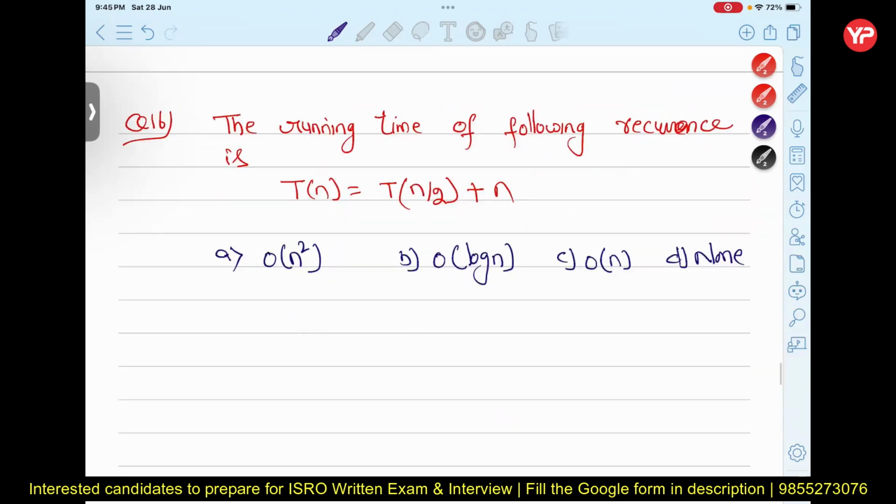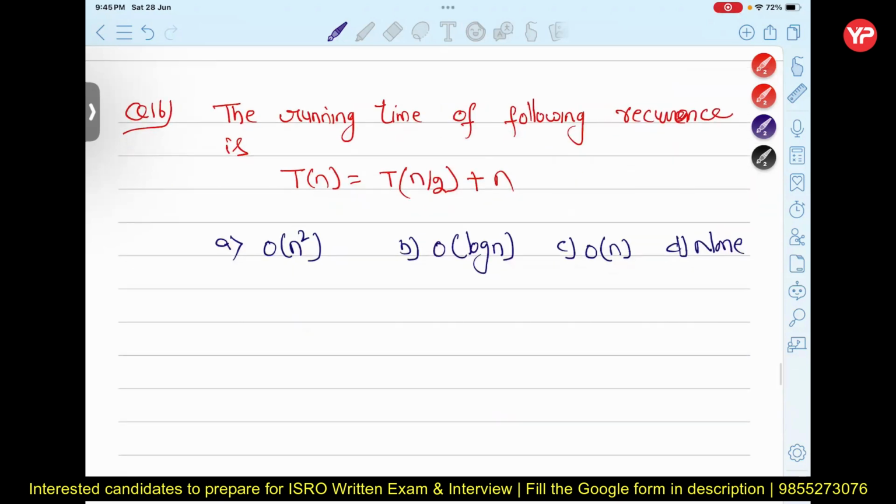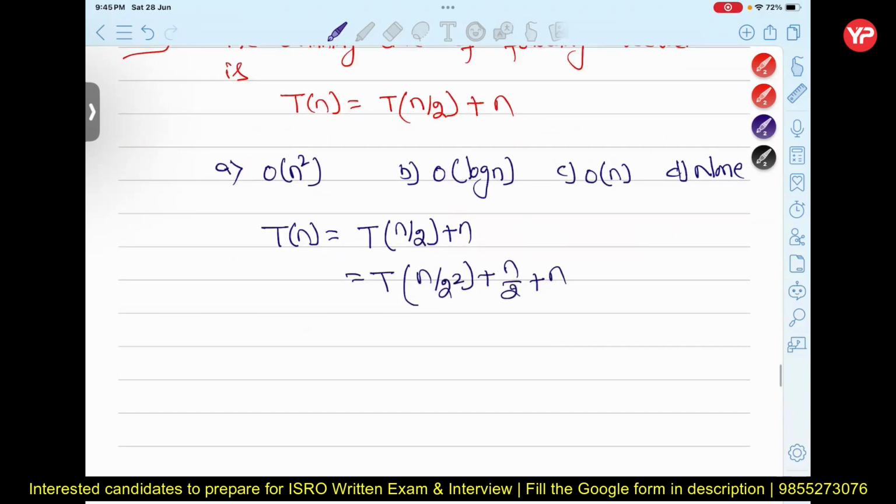The running time of the following recurrence. This recurrence is very powerful for finding the kth smallest element in the best case. So T of n by 2 plus n. If I solve the next one more time, n by 2 square plus n by 2. This is a question from our standard notebook. We already solved these types of questions in our regular classes.